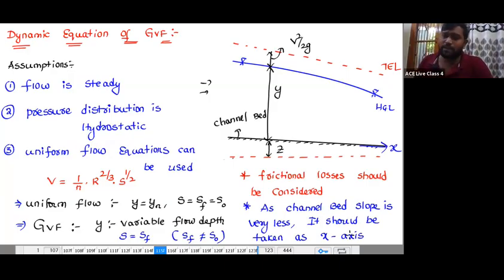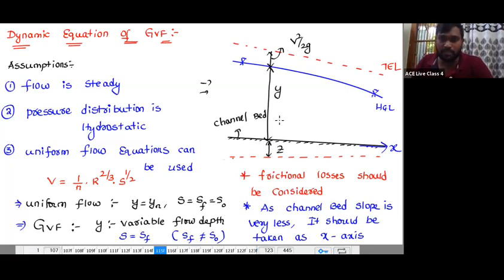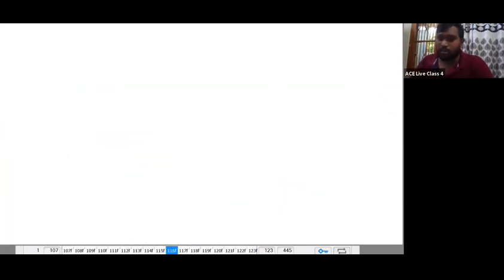So from this, I need to write down the equation. Can you please tell me what is the total head at any section? The total head H is equal to V squared by 2g plus y plus z.